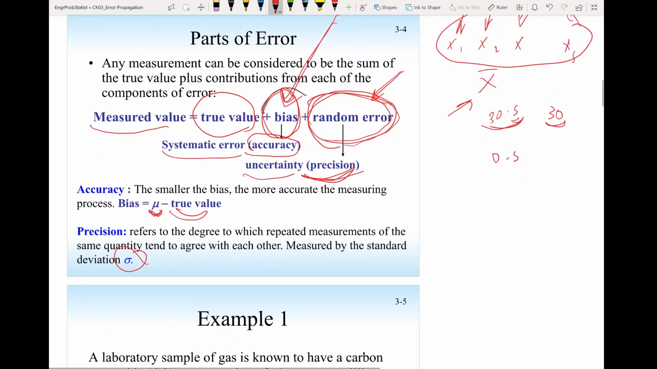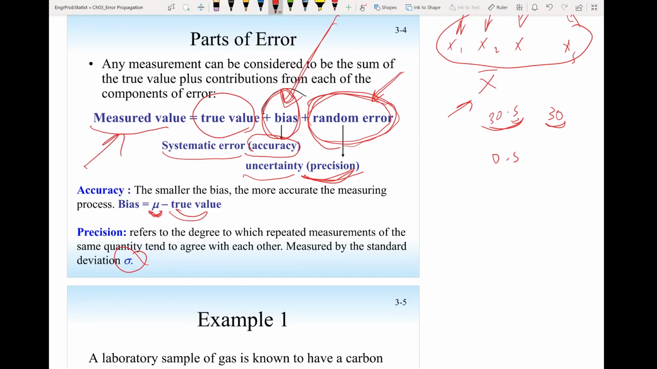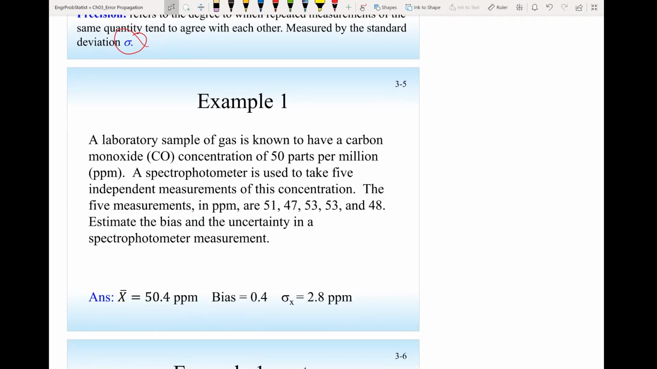So let's take an example to demonstrate this concept. A laboratory sample of gas is known to have a carbon monoxide concentration of 50 parts per million. A spectrometer is used to take 5 independent measurements of this concentration. The 5 measurements are this one. So we have the true value, 50 parts per million, and these are the 5 measurements. Estimate the bias and the uncertainty in a spectrophotometer measurement. The uncertainty means the precision.